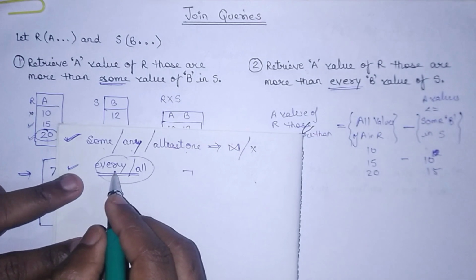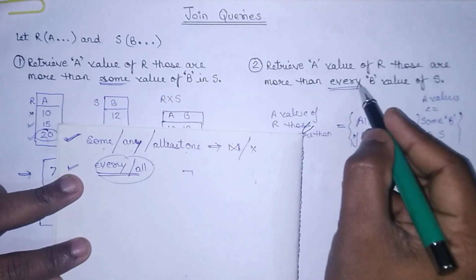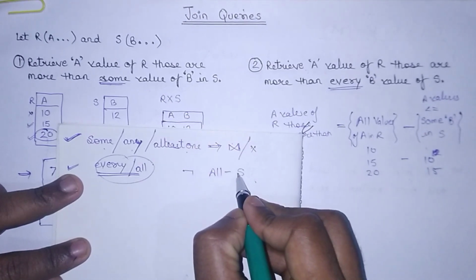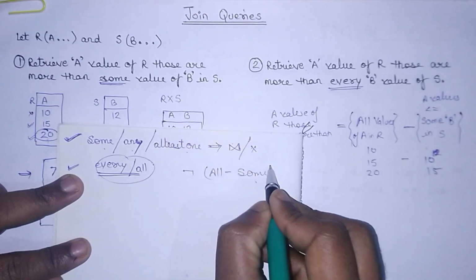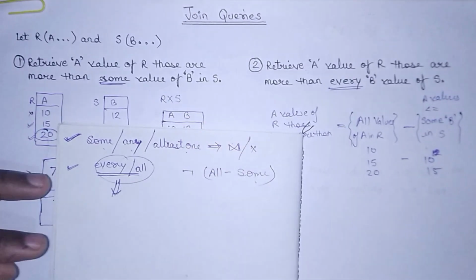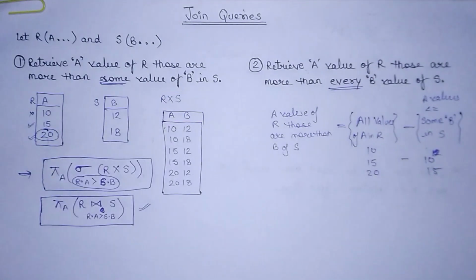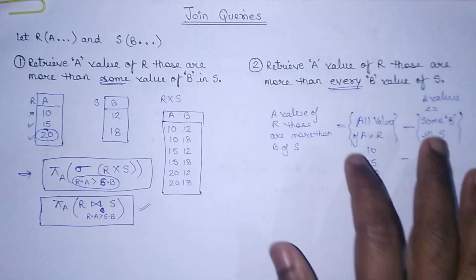But if I have the keyword every, like here, then we have to subtract, like all minus some. We have to do it this way because we cannot directly formulate a relational algebra query, so we go with the opposite method. I will show you this for every and all in this case.